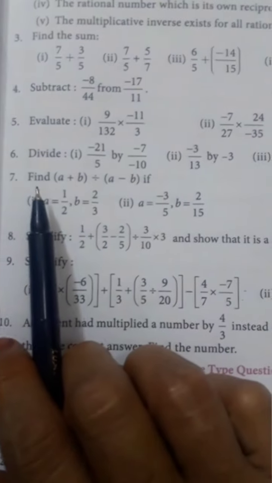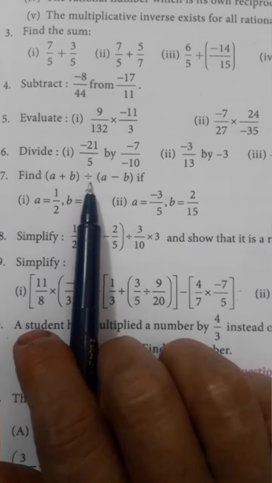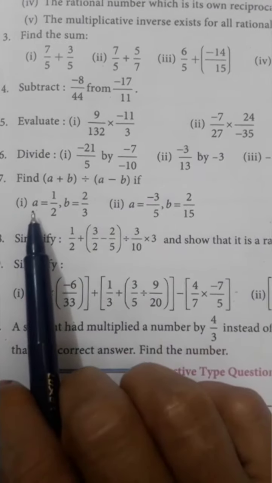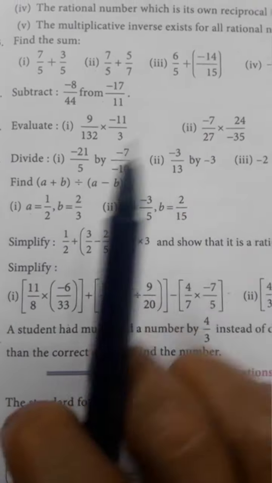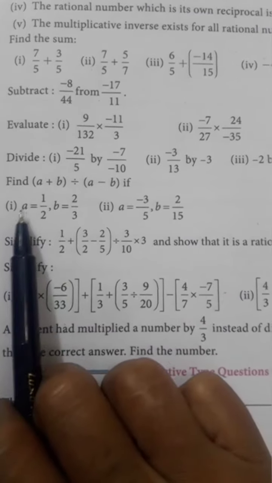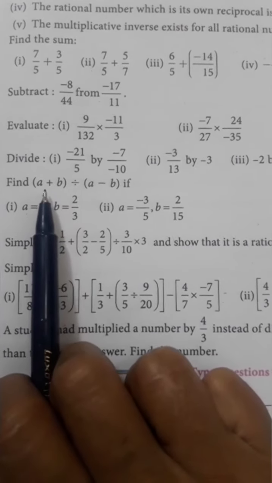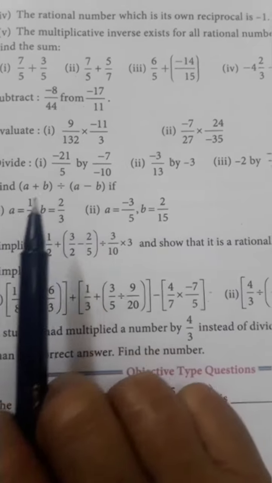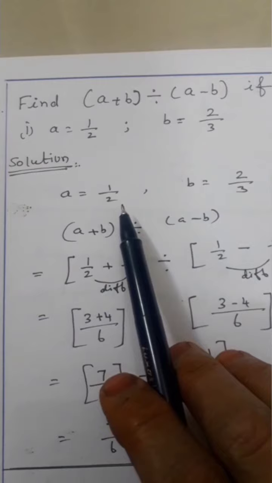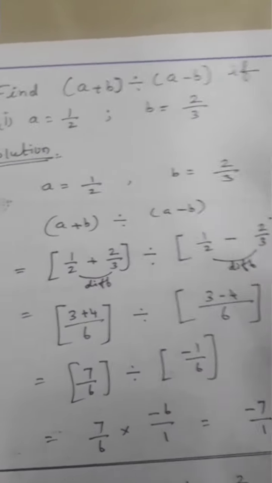Now the seventh question: find (a + b) divided by (a − b) if a = 1/2 and b = 2/3. In the first sum, the a value is 1/2 and the b value is 2/3. Substitute these two values for a and b.